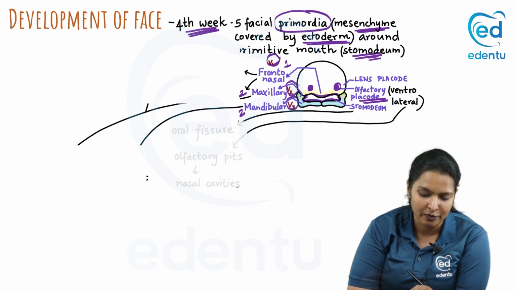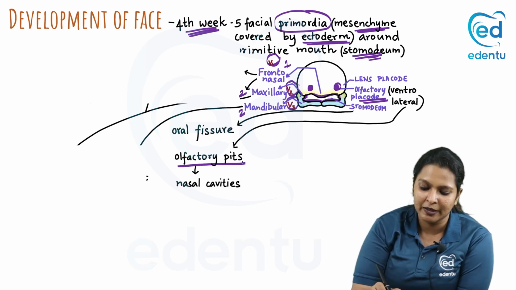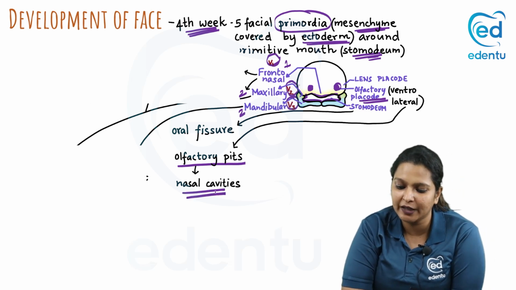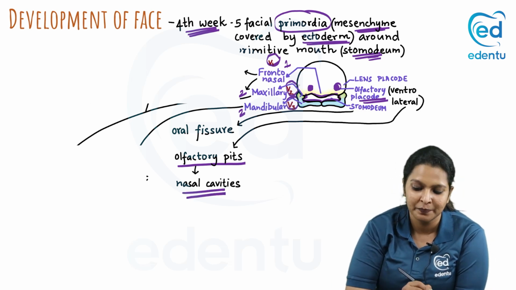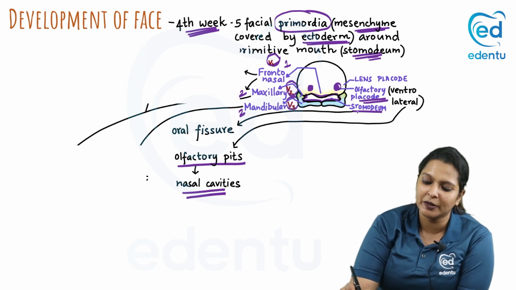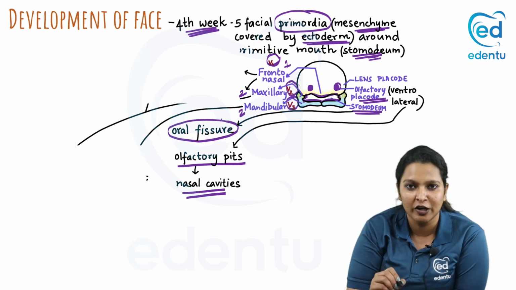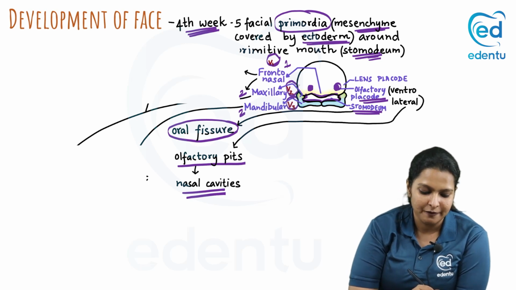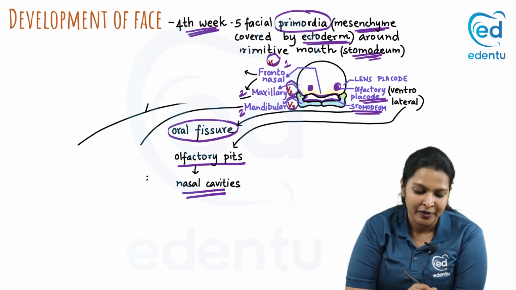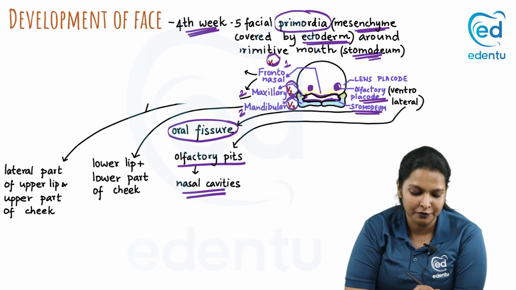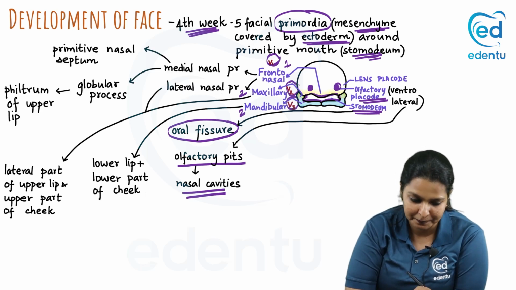Next, we will see the fate of the structures. So I already told you the olfactory placode becomes the future nasal cavities. That is the fate of the olfactory placodes. The stomadeum, I told you, becomes the future oral cavity or the lip opening, the oral fissure. That is the fate of the stomadeum. And then we'll see the fate of the following structures.